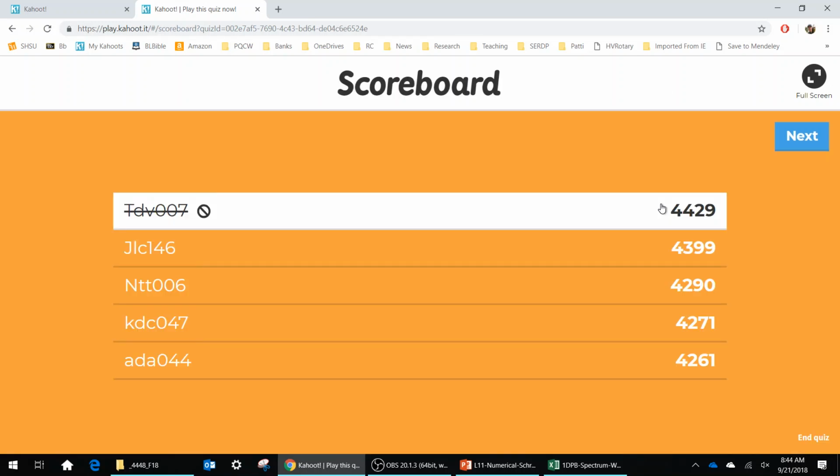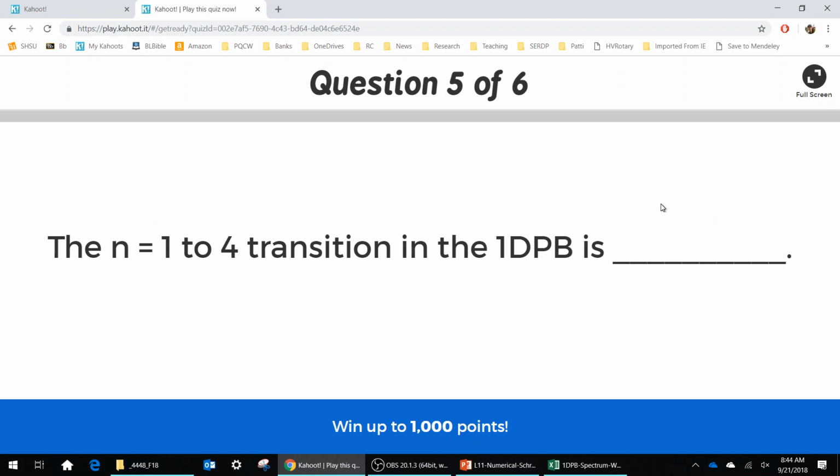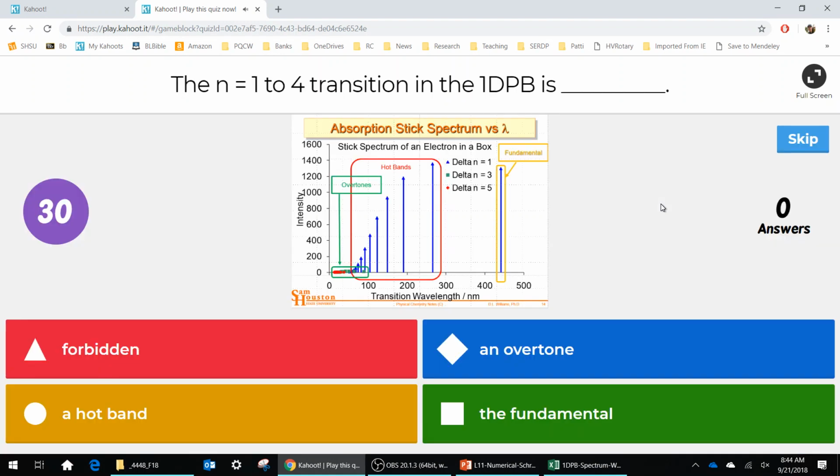Okay. Why does that say X? Okay, the 1 to 4 transition in a 1D particle in a box. Is it forbidden? Is it an overtone? Is it a hot band or a fundamental? You guys are on to me.